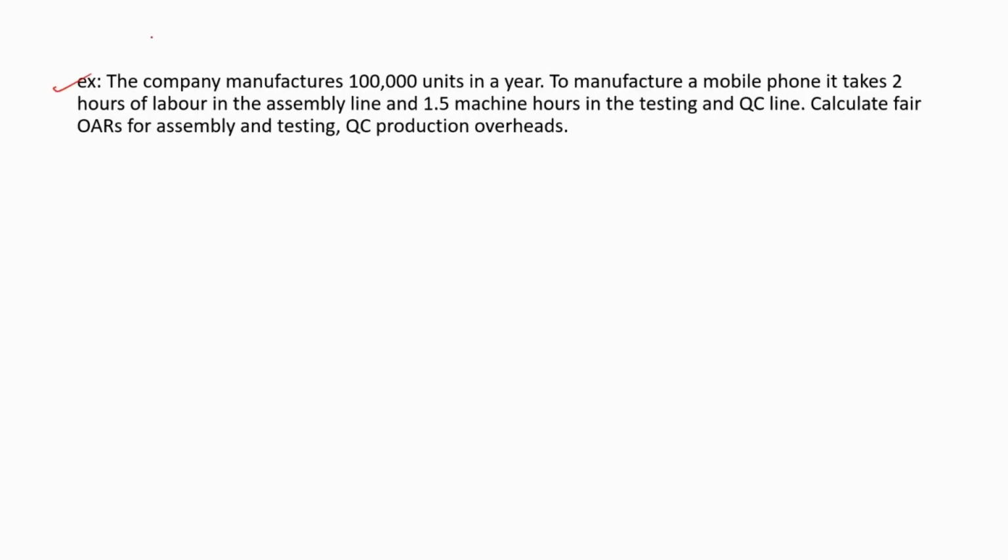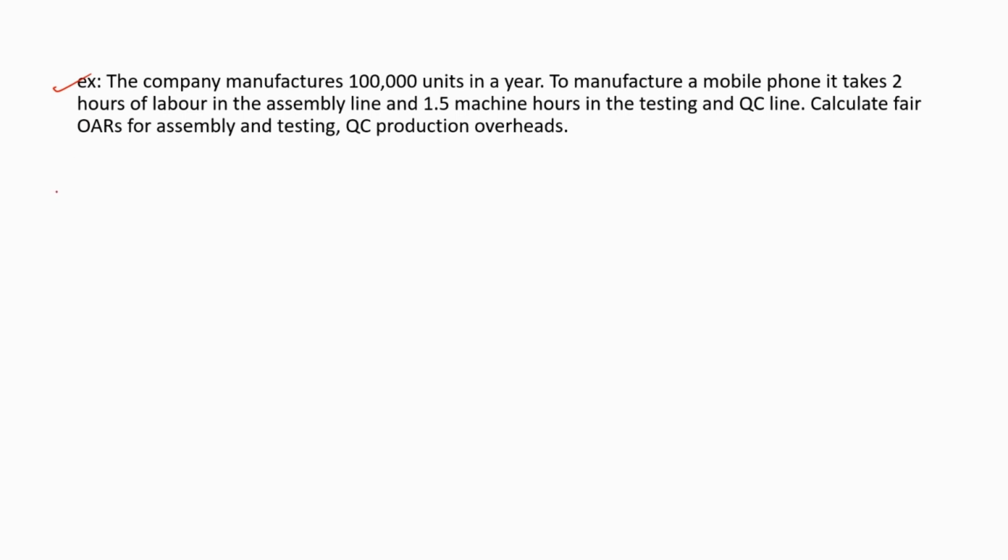Now let's do this example. The company manufactures 100,000 units in a year. To manufacture a mobile phone, it takes 2 hours of labor in the assembly line and 1.5 machine hours in the testing and quality control line. Calculate fair OARs for assembling and testing and quality control production overheads.